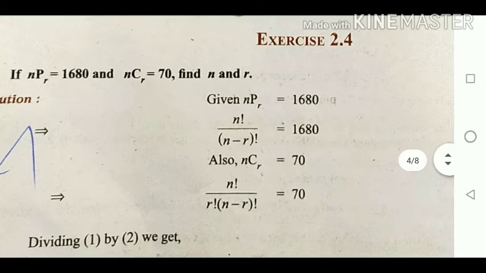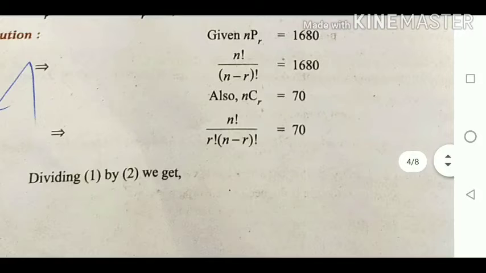Now, we are going to the next exercise 2.4. nPr equal to 1680, nCr equal to 70. Find n and r. Here we are using both the formulas nPr as well as nCr. Here nPr is 1680. What is the formula for nPr? n factorial divided by n minus r factorial. Therefore, n factorial divided by n minus r factorial equal to 1680.